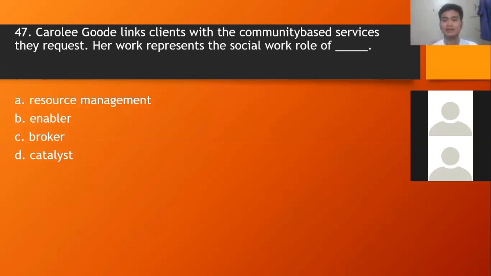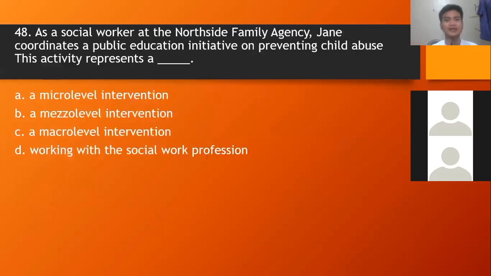Resource management naman, usually pinoportray ito kapag andun ka sa macro level. No? Administrator ka ng isang program, administrator ka ng agency. Catalyst naman, yun yung sa professional level. You can still remember the notes, yung sa PDF, sa generalist, andun yun.